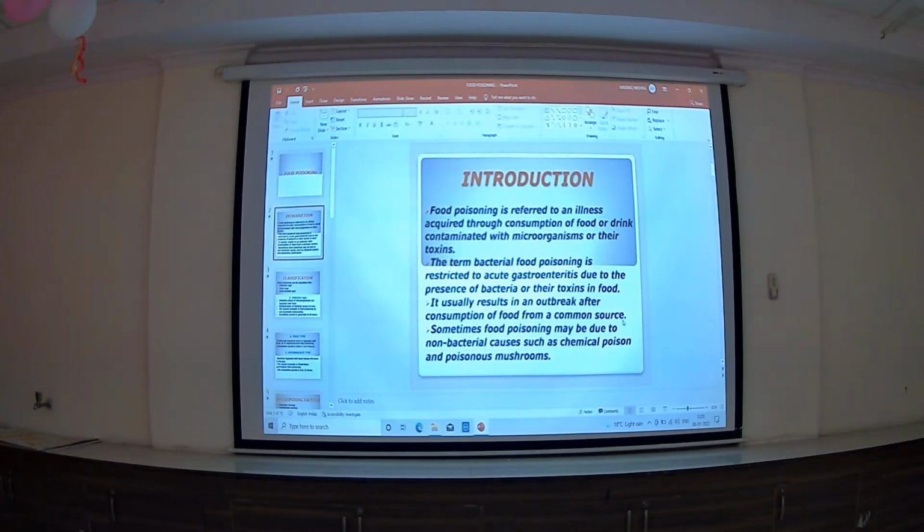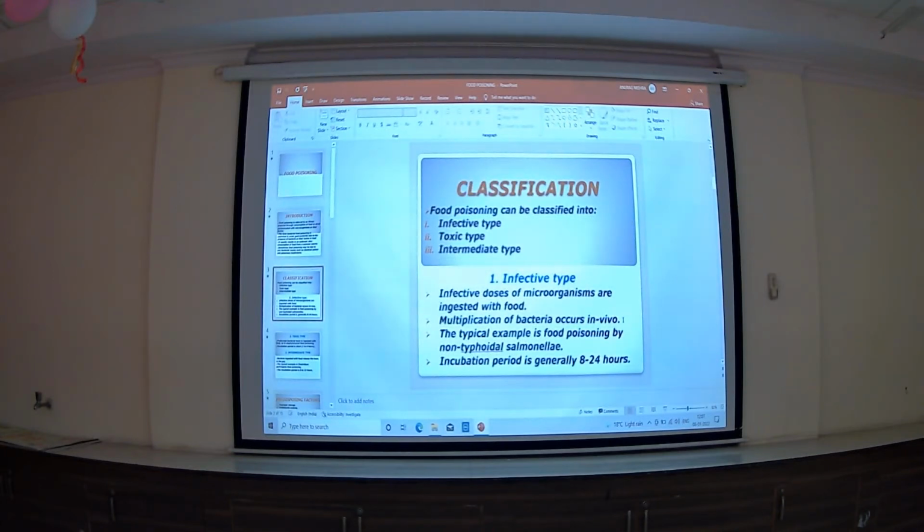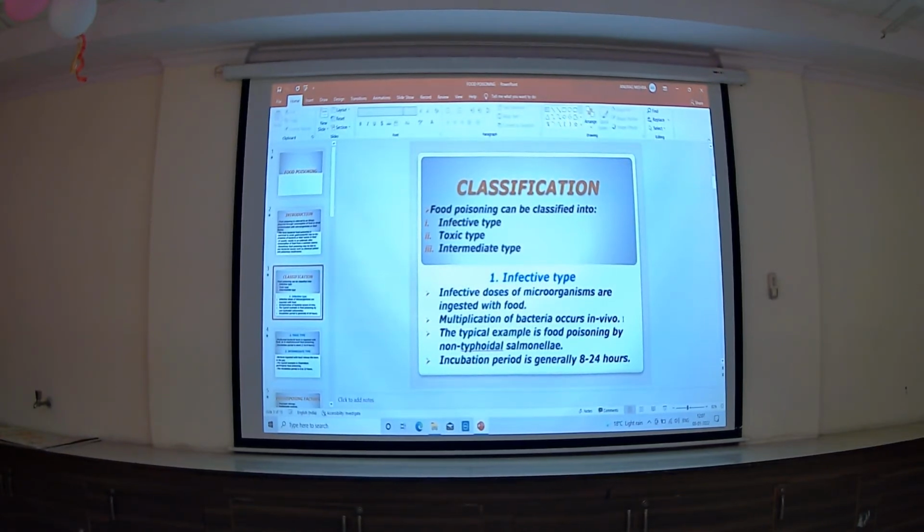Sometimes non-bacterial causes are also responsible for food poisoning, like chemical poisons and mushrooms which may be sometimes poisonous in nature.